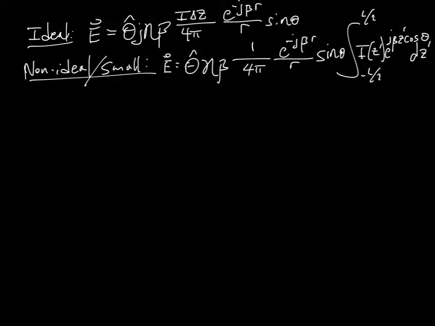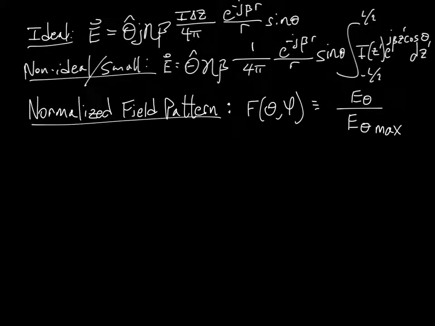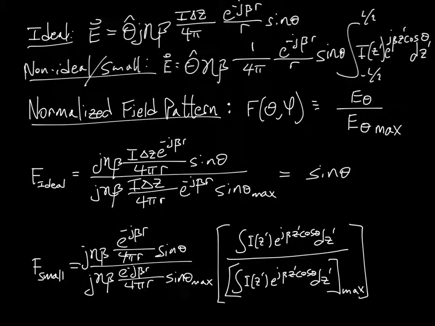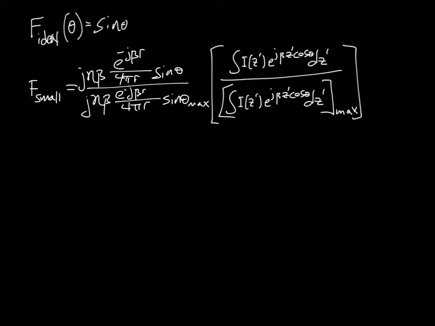Now we have the field expressions for both the ideal dipole and the non-ideal small dipole, and we'll focus on the electric field from here on out. And it's easier to compare what's called the normalized field pattern expression, where we take the fields and normalize them to their maximum and normalize out the radial component. Now we have the normalized field patterns for both cases, the ideal and the non-ideal small dipole.